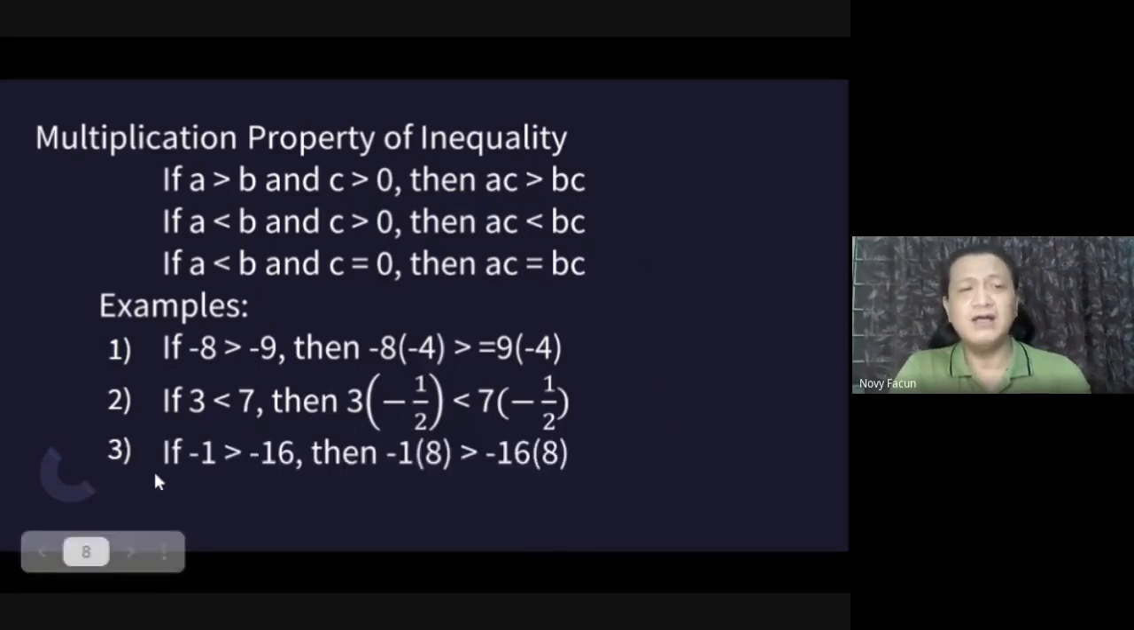Next, for the number 3, if negative 1 is greater than negative 16, then negative 1 times 8 is greater than negative 16 times 8. So, nag-multiply naman ako dito ng 8 both side of the inequality.